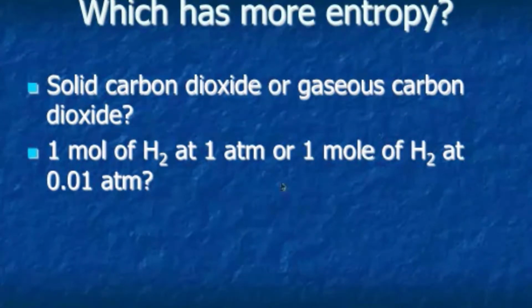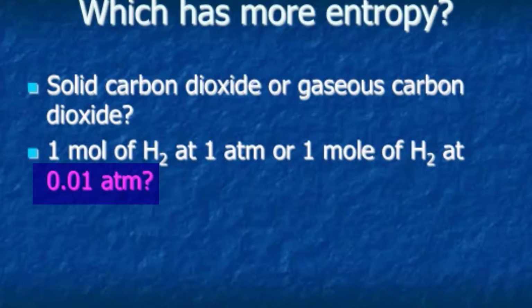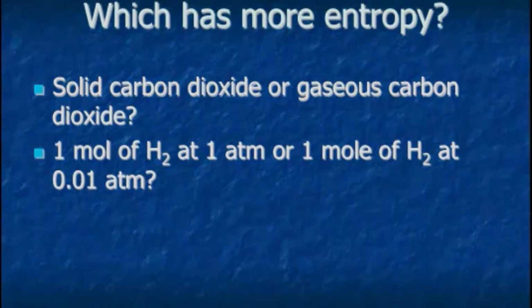The key here is to look at the pressure. This is a high pressure. This is a low pressure. How do you get high pressure? You get high pressure by taking the volume and smushing it into a small volume. So as the volume goes down, the pressure goes up. If you have gas in a small container, that's much more orderly than gas in a really big container, because you've got it more ordered. It's in a smaller container.